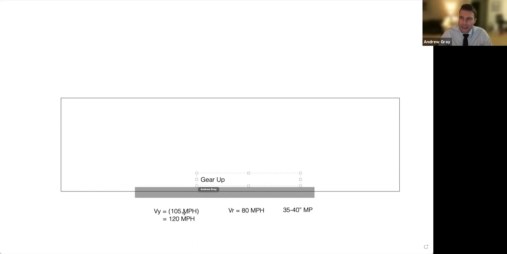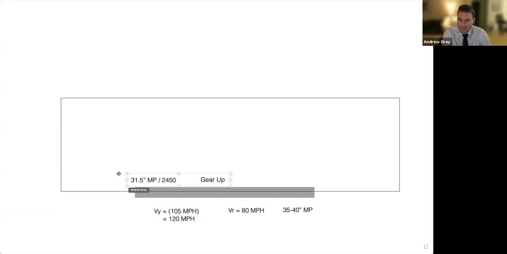Once the gear is up and retracted, you can then set your climb power. The climb power for this aircraft is going to be 31.5 inches manifold pressure and 2450 RPM. We'll set those as soon as the aircraft has the gear selected up, because you just don't want to overstress the engines.